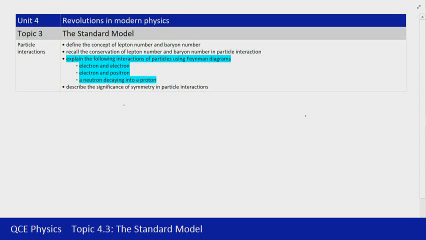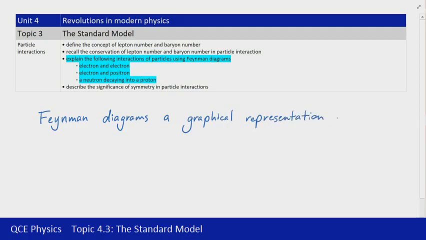You can see by the highlighted dot point there that we're looking at particle interactions using Feynman diagrams. There are actually only three interactions that you need to be able to interpret from a Feynman diagram. But we'll first of all just mention what Feynman diagrams are. They are a graphical representation of particle interactions. And when we say graphical, we mean a graph. A graph representing the way that particles interact.